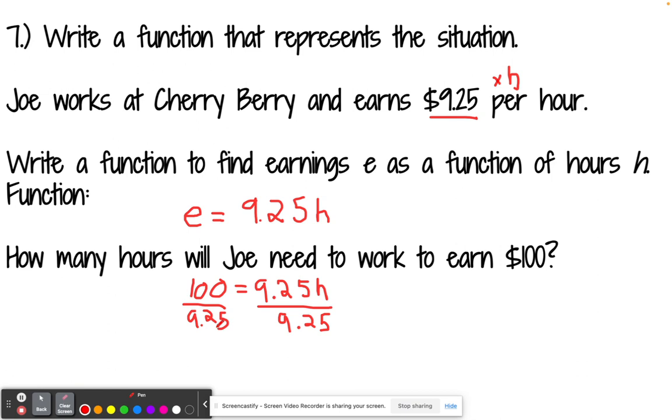And I have 100 divided by 9.25. It'll give me a weird response, but H, the number of hours, comes out to 10.81, which is a very peculiar number. It's actually 10.810810810, but we'll just say 10.81 hours. But generally speaking, we'd probably say he needs to work about 11 hours to have his $100.